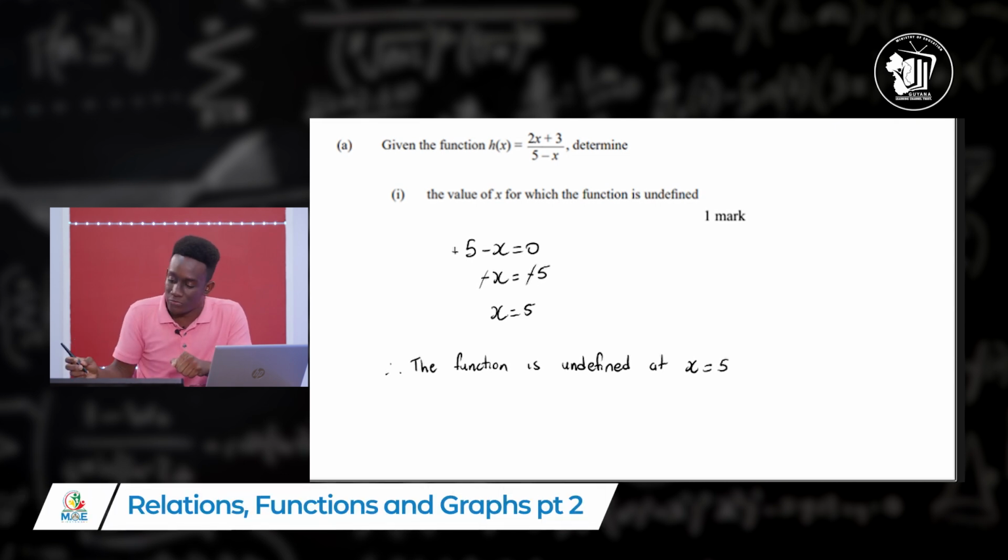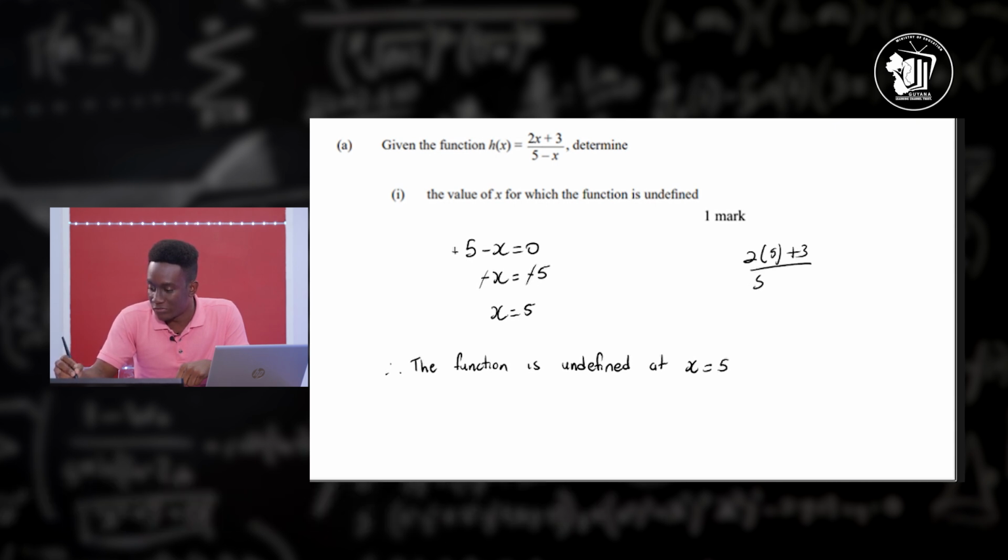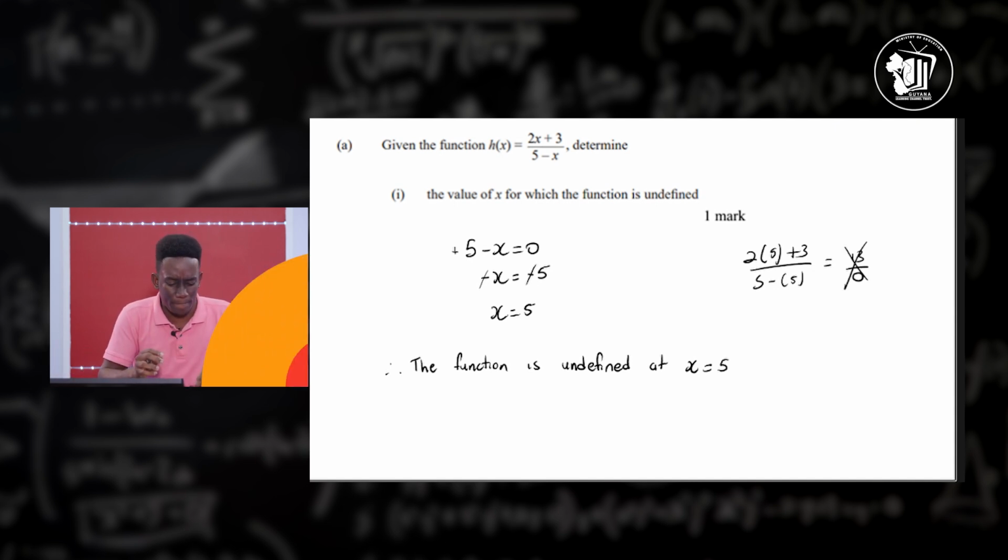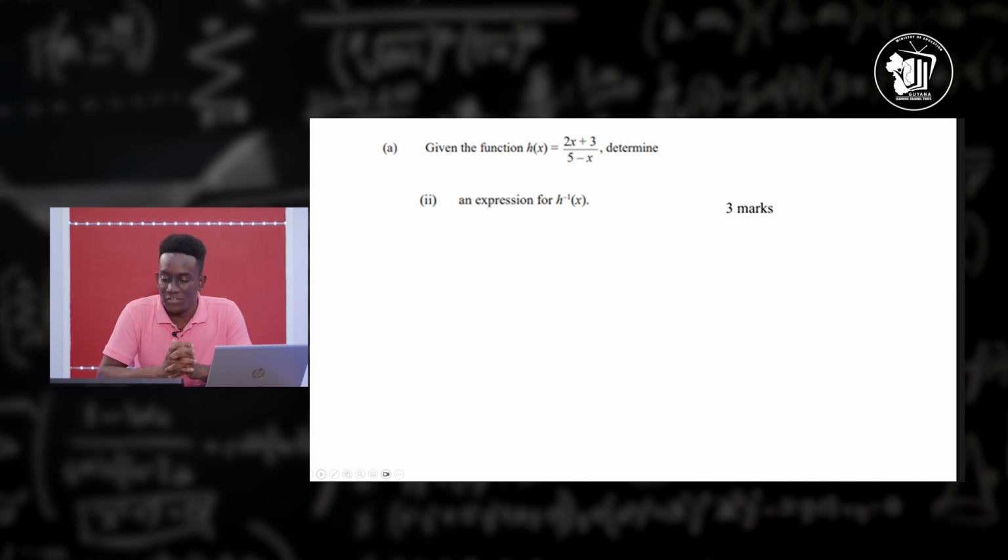And if you substitute 5 into this function, we'll have 2 open bracket x, which is 5, plus 3, over 5 subtract x, which is 5. So 2 times 5 is 10. 10 plus 3 would be 13 over 5 subtract 5, which is 0. So this is undefined. This is how we work with that question. Nice and easy.